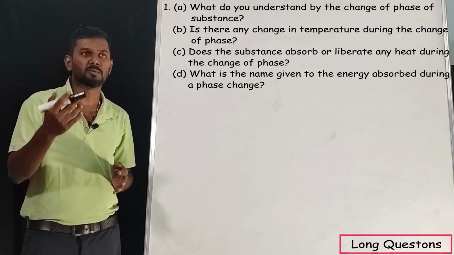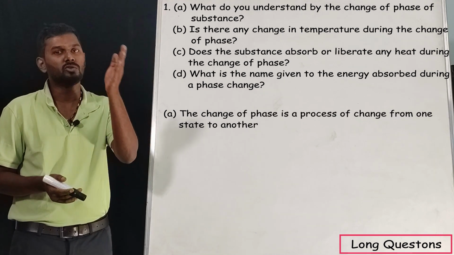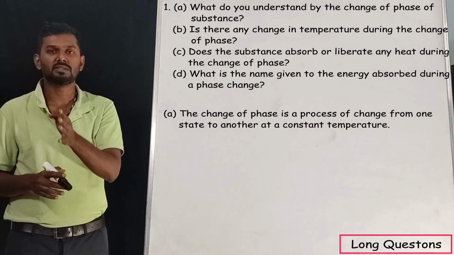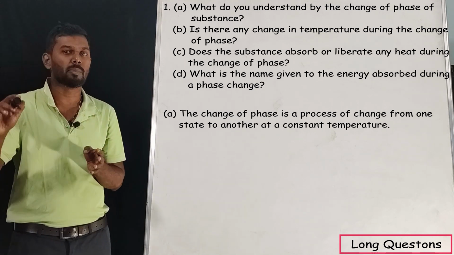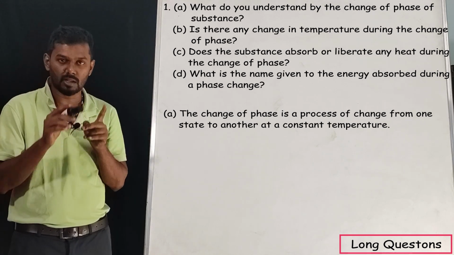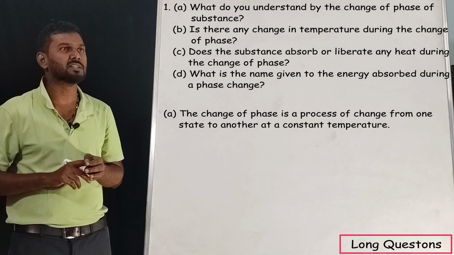See, change of phase of a substance is nothing but change of state of matter from one state of matter to another state of matter. That's it. This is nothing but change of phase, and all these things happen at a constant temperature. At a constant temperature, keep this in mind. The constant temperature is very important. Then we'll go for the second sub question.